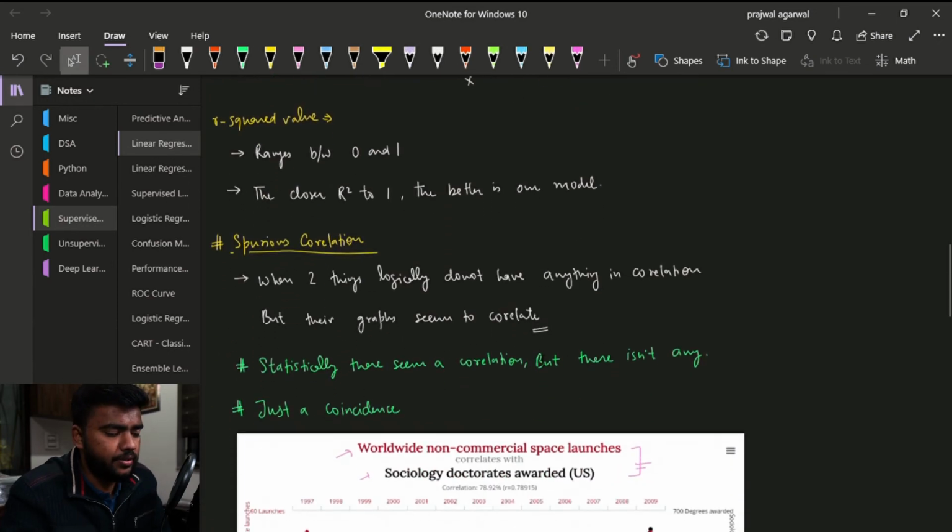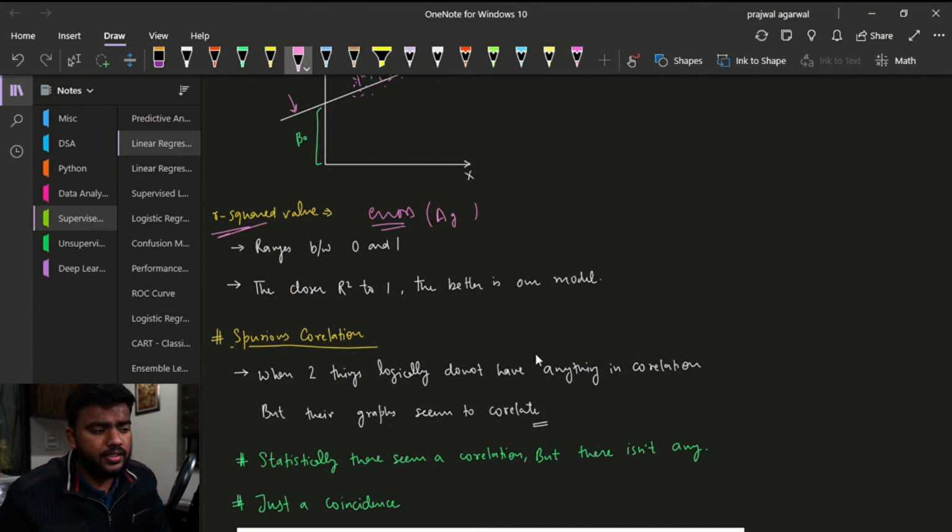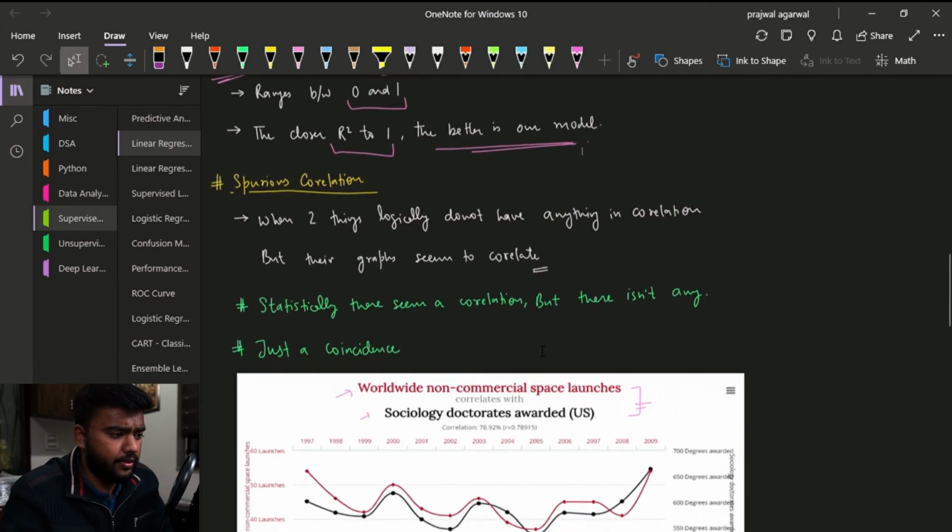Then we have R squared values. What is the R squared value? The R squared value is basically a measure of all the errors, the aggregate of all the errors. When we calculate the R squared value, we take the aggregate of all the errors and then compute this value. The range of the R squared value lies between 0 and 1, and the closer the R squared value is to 1, the better your model is. So this was about the R squared value.